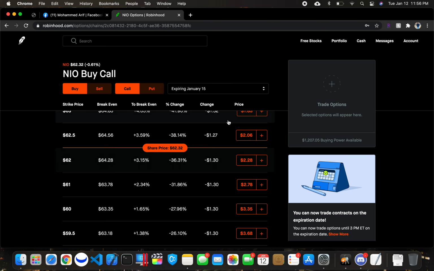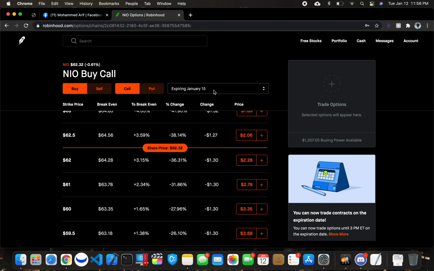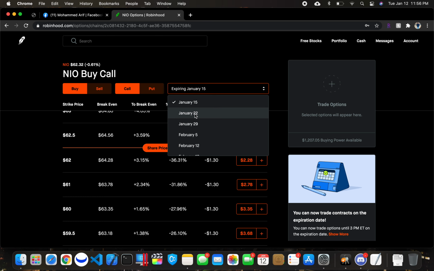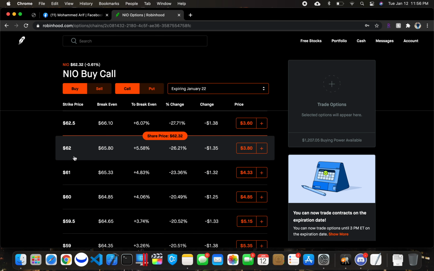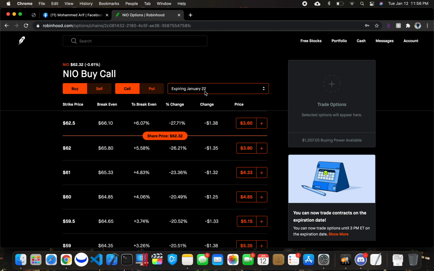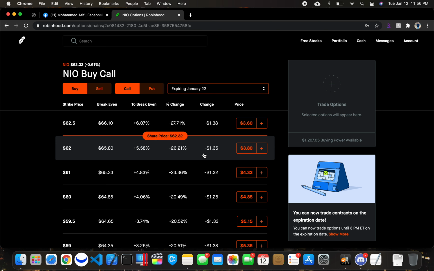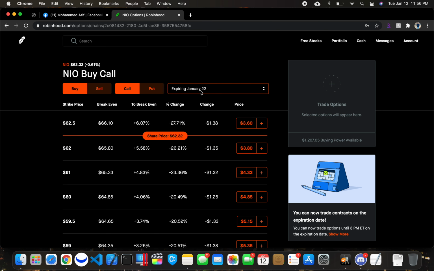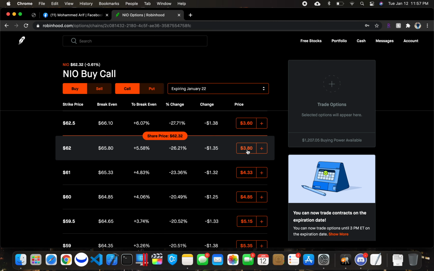But if it goes down below whatever you're buying at, you will lose money. Let's take a look at this call here. For January 22, you will see the same $62 call costs $380. Why is that? Basically, what this means is that you're buying this call for a further time, meaning you have enough time in case Neo drops. You have extra time for the trade to go up, so you're not going to lose that much money. So when you're trading and you choose the January 22 date, you will see that the price will change.